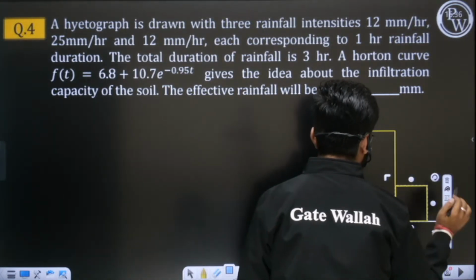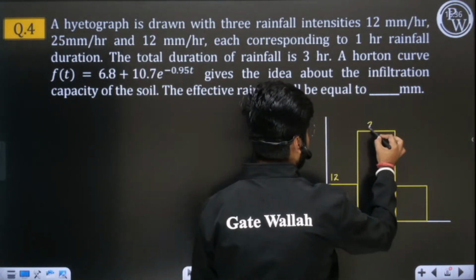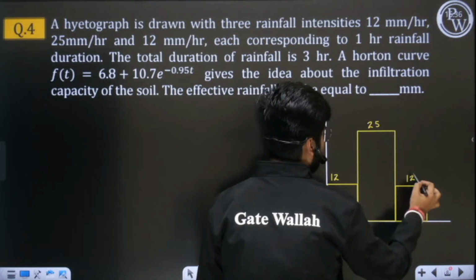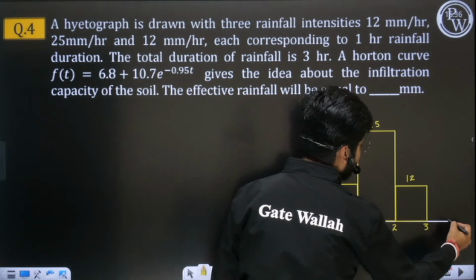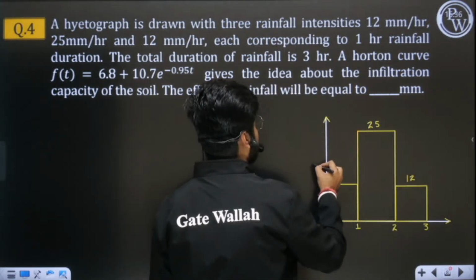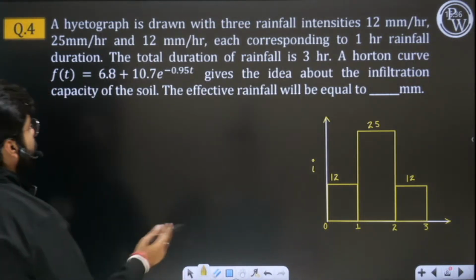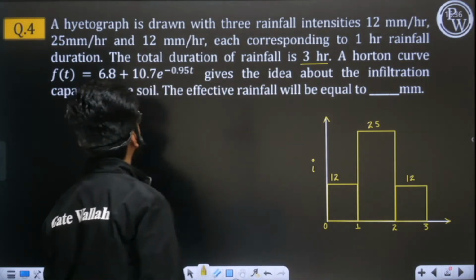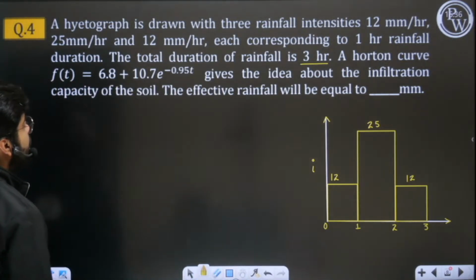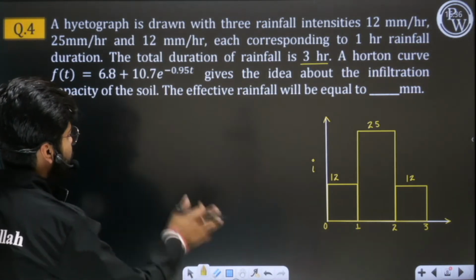So this is given to you. This is 12, this is 25, this is 12, and each is having a duration of 1 hour. This is your intensity, which is in mm per hour. So total duration of rainfall is 3 hour. A Horton curve is given to us, which gives the idea about the infiltration capacity of the soil. So the effective rainfall will be equal to, this is a very simple question.